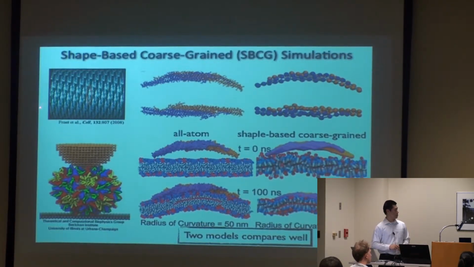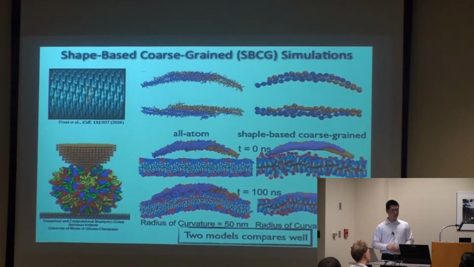Therefore, we use a method developed in our lab called shape-based coarse graining. In this method, we use beads to represent the shape of the protein, and it allows us to reach larger time scales and longer sizes at the sacrifice of atomic details. It has been used for several applications, including viruses and N-BAR domains. Here, we simulated a single F-BAR domain on top of a lipid patch in both all-atom and shape-based coarse graining.